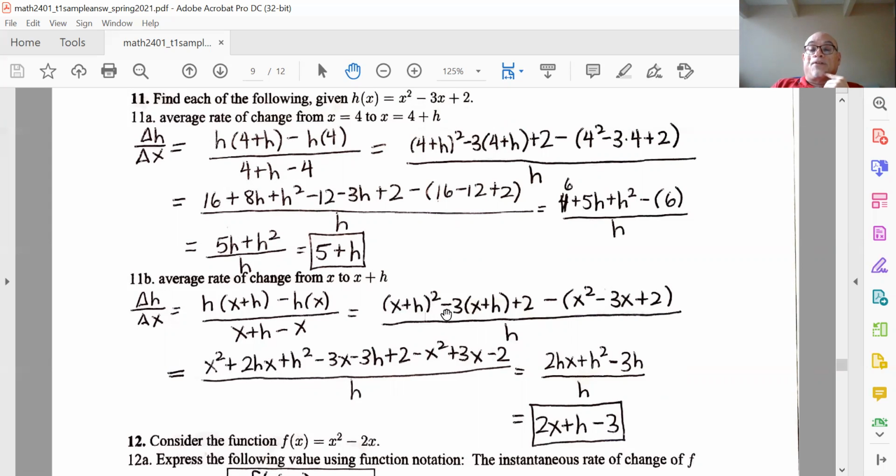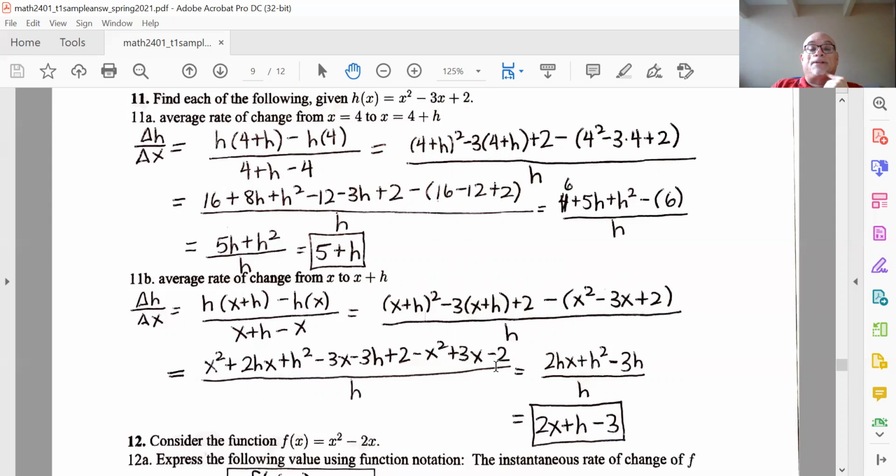And then, well, this second part is easier. Minus 3 times x plus h, that's minus 3x minus 3h, right? You just distribute the minus 3. So you get minus 3 times x is minus 3x, minus 3 times h is minus 3h. And then don't forget the plus 2, that's still in here. And then just remove the parentheses by distributing the minus sign. So you get minus times x squared, that's minus x squared, minus times minus 3x is plus 3x, and then minus times plus 2 is minus 2.